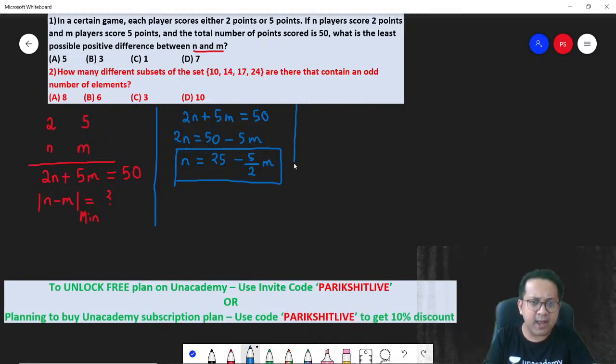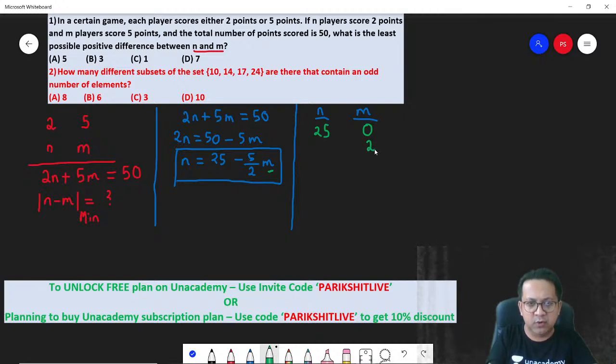Now think about it. I think it's very easy. You can start taking numbers and see where you get the minimum difference. Let's say M is 0. If M is 0, put it in the equation: N is 25. Next, remember M has to be a multiple of 2.